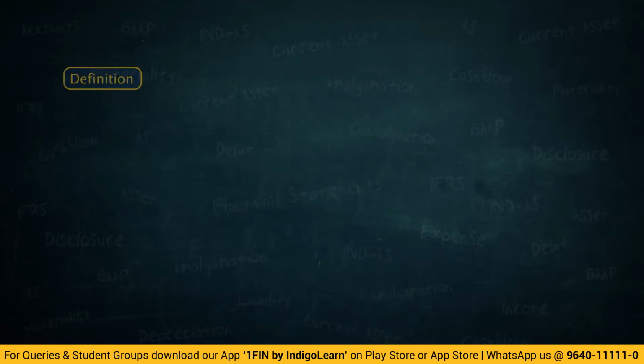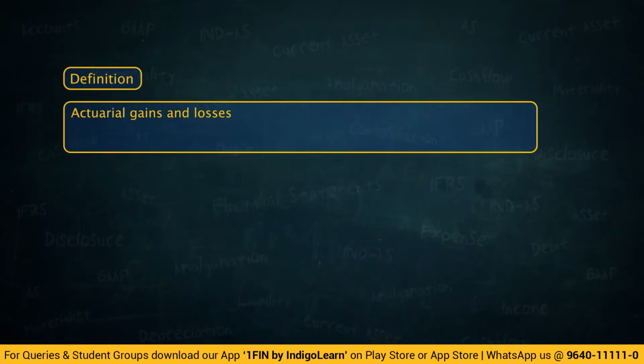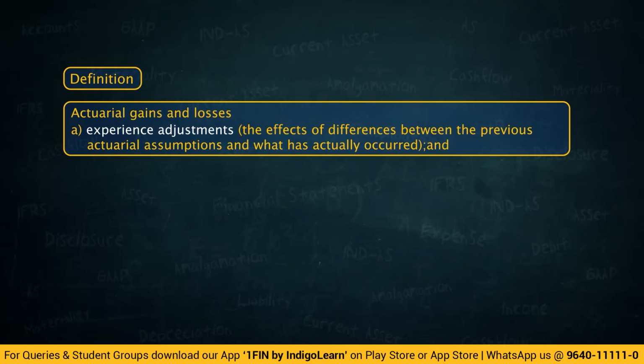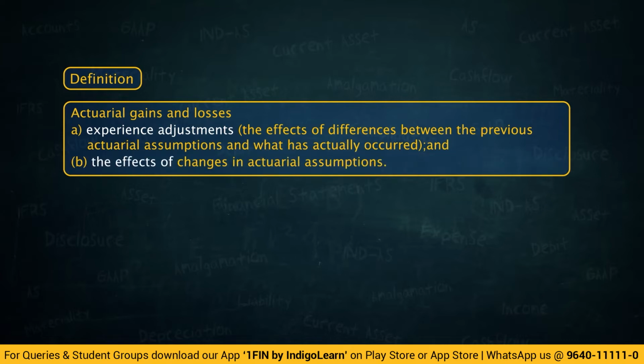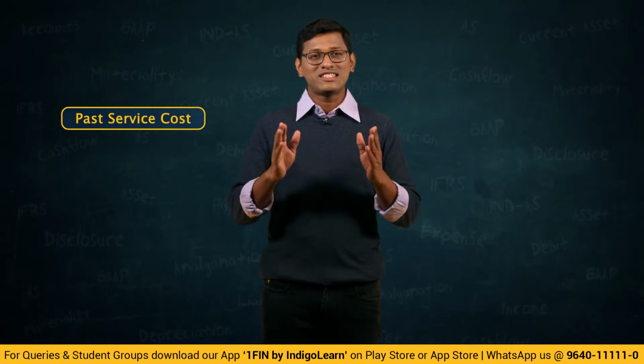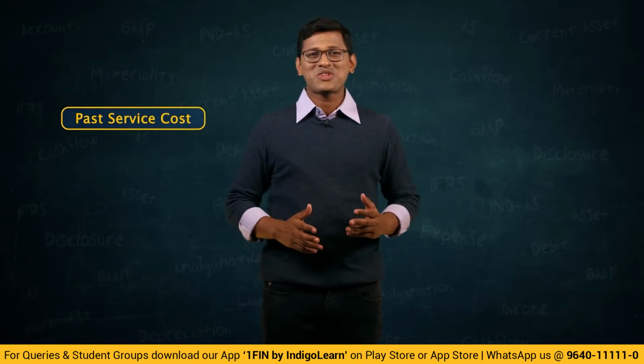Let's look at the definition. Actuarial gains and losses comprise experience adjustments, that is, the effects of differences between previous actuarial assumptions and what has actually occurred, and the effects of changes in actuarial assumptions. So basically, something that happened during this period made us change the assumptions we made in the previous accounting period. Now, let's talk about the last definition before we move into the rest of the standard.